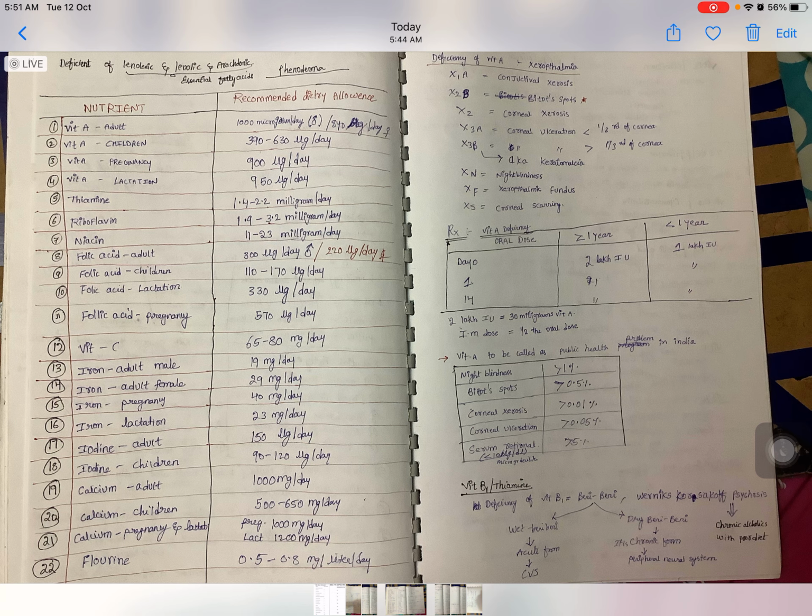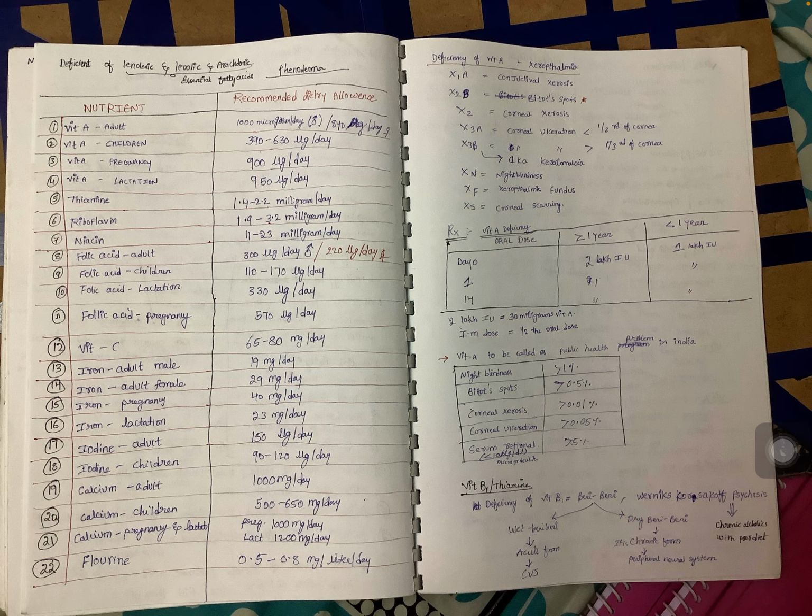Folic acid 300. Folic acid in the children 110 to 170. Folic acid lactation 330. Folic acid pregnancy 570. Vitamin C 65 to 80 milligrams per day. And here iron adultery 99.